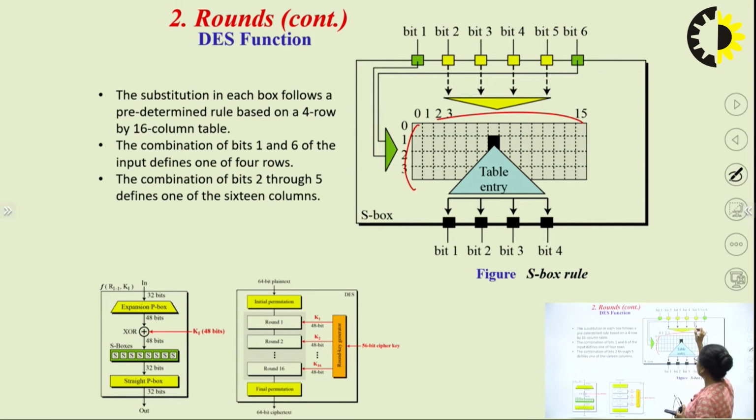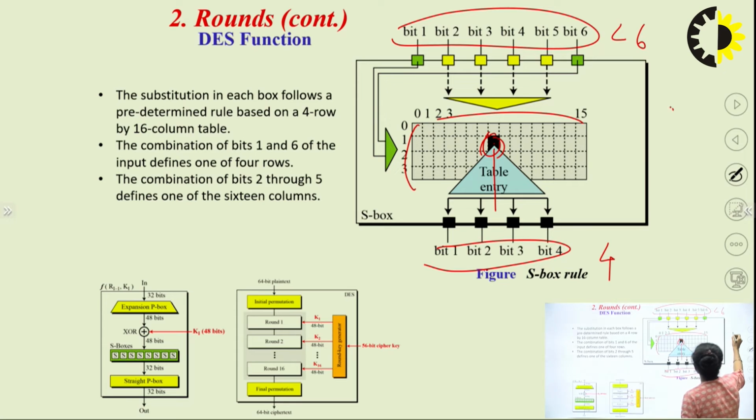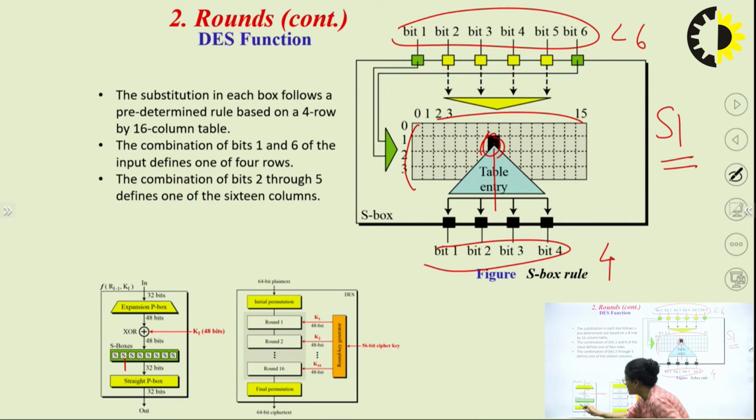And using the 6-bit address, you are zeroing in on a certain location, and that location will have a 4-bit pattern. This pattern is pre-decided, like the table which I already explained. This is how we convert a 6-bit to a 4-bit, and this is for each S box. Let us say this is for S box 1. Similarly, we will have S box 2, S box 3, and so on.